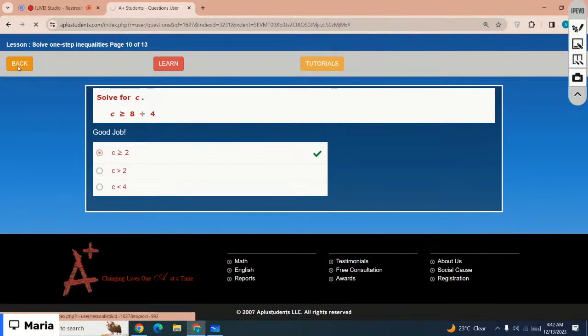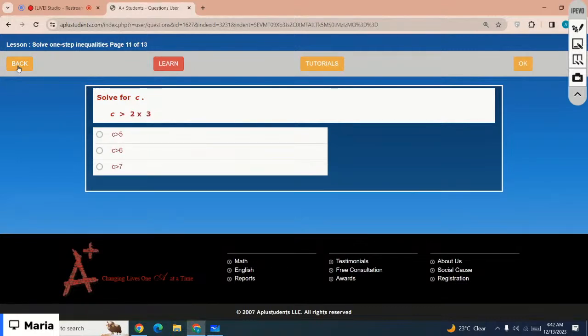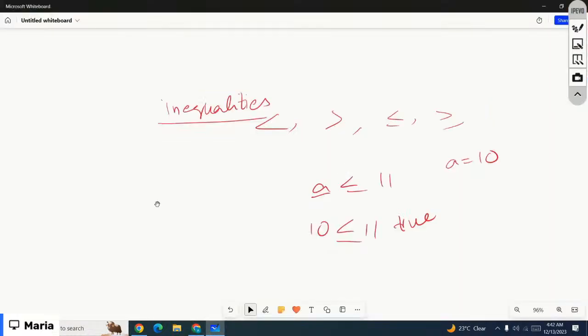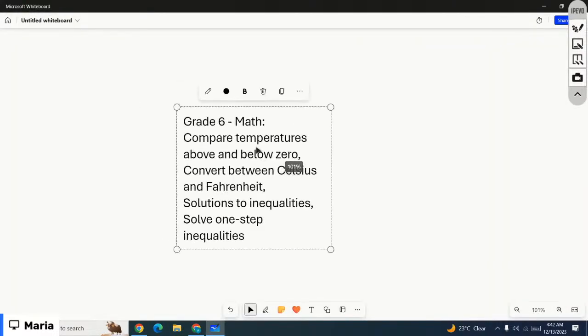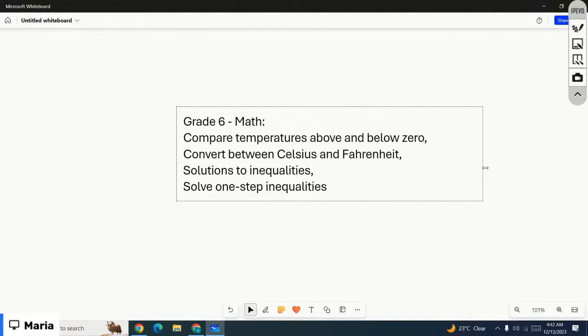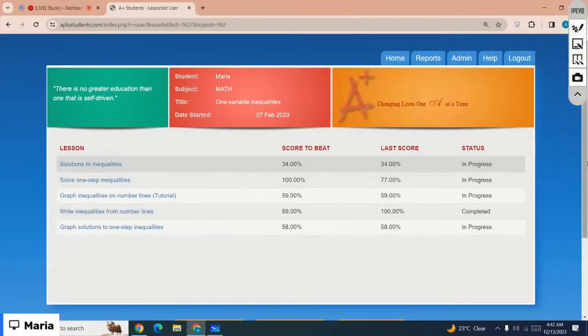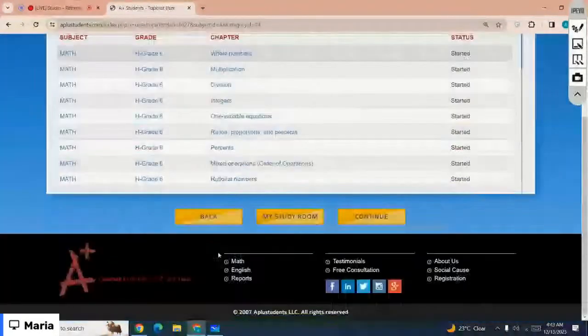So we were working on grade 6 math. We started with the chapter unit of measurements, and the lessons we covered from the chapter are compare temperatures above and below zero, then convert between Celsius and Fahrenheit. Then we started the new chapter, one variable inequalities, and the lessons we covered are solutions to inequalities and solve one step inequalities, right? So please make sure before the next session you complete all the practice questions for the lessons we did today. That is your homework until the next session.